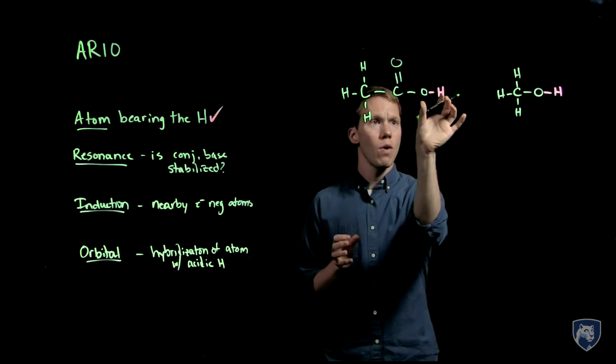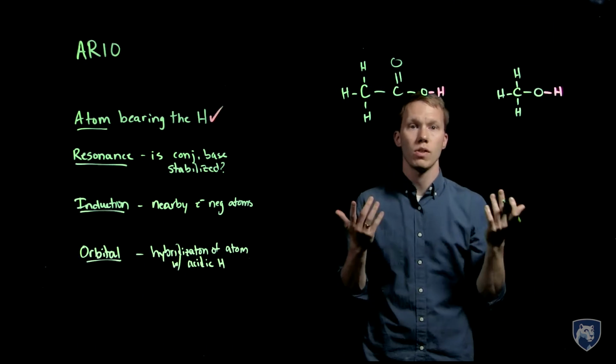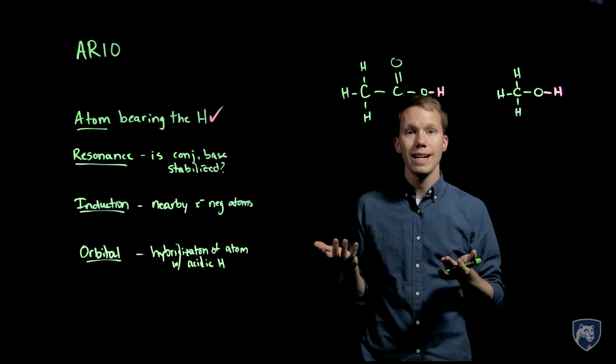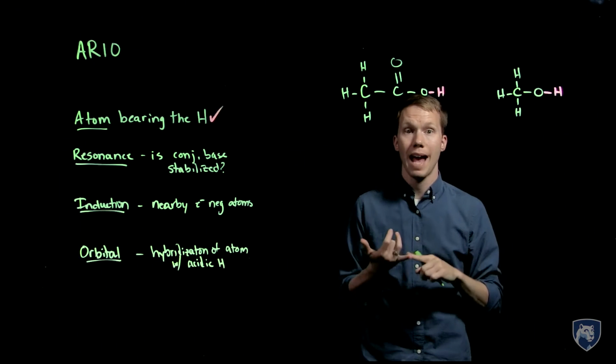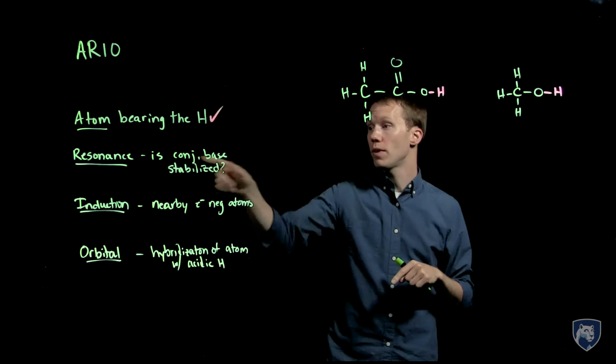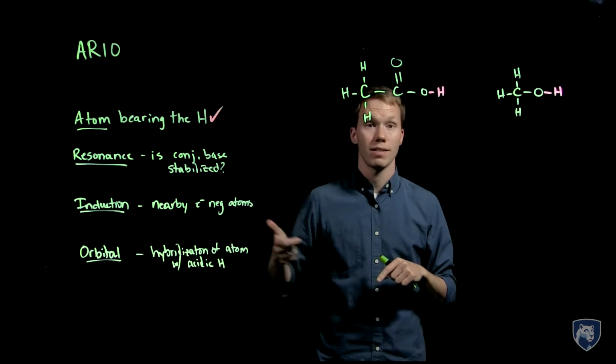All right, so then we have OH and OH. So which of these molecules is going to be a stronger acid? Well, we need the next rule here because they're the same atom. They're both attached to oxygen. So we move on to resonance. Is the conjugate base resonance stabilized?